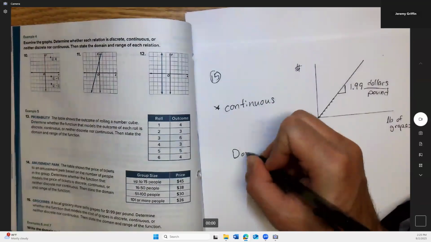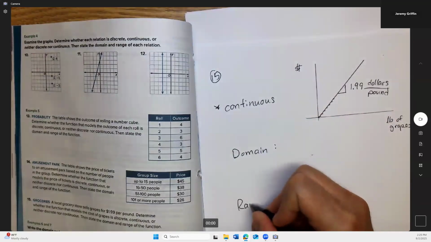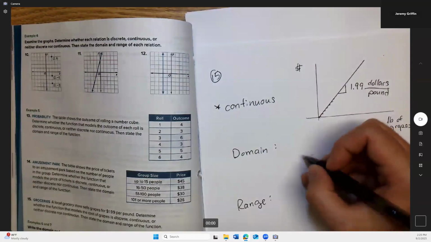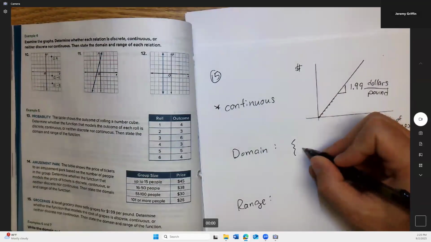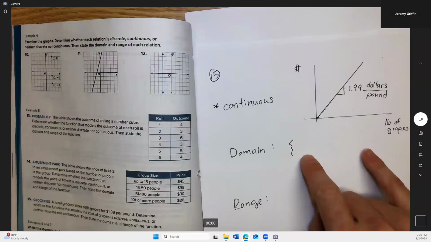Domain, range. Okay. And of course, we've got a couple of conventions for how to write these. Let's start with the set builder. So set builder notation. So got curly bracket. See if you guys can write this out. I started you out with the curly bracket. How's that finish off?